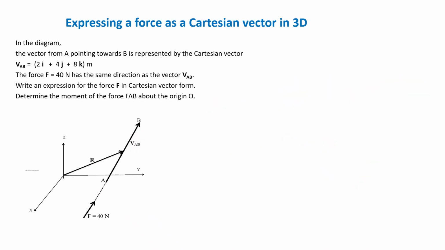In this one, in the diagram, the vector from point A towards B is represented by a Cartesian vector. So VAB is given to us. The force is 40, and they are asking us to write the force F as a Cartesian vector. Do you remember this part? I told you how to do this. How do you write F as a Cartesian vector? That means something times i plus something times j plus something times k.